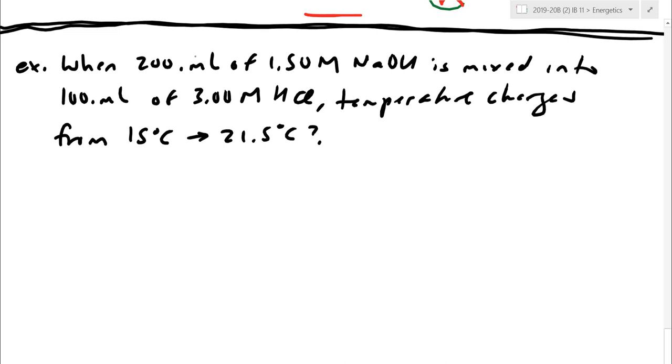Remember, IB prefers, instead of milliliters, to say centimeter cube. Instead of this molar that we started seeing in the first chapter, it would rather say mole per dm cube. Just make sure you can read it differently. I'm going to give you the equation here.